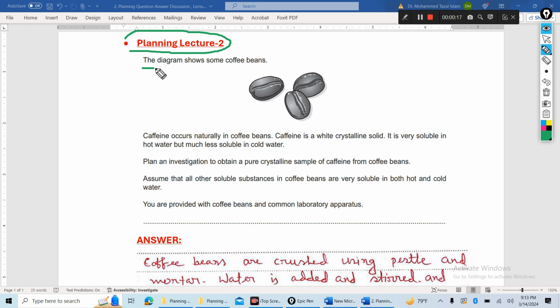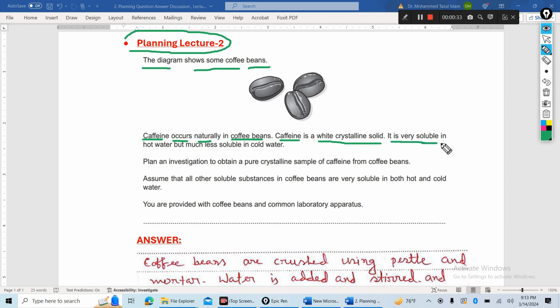Let's move on. The diagram shows some coffee beans. Caffeine occurs naturally in coffee beans. Caffeine is a white crystalline solid. It is very soluble in hot water but much less soluble in cold water. That means caffeine is very soluble in hot water and less soluble in cold water.